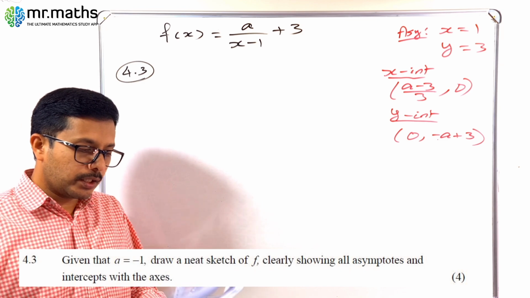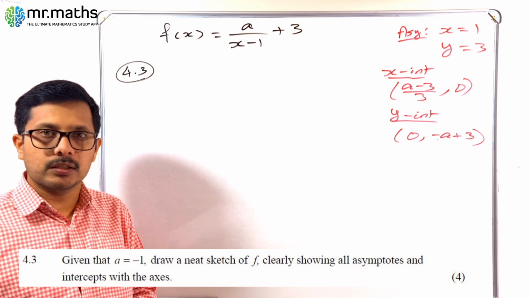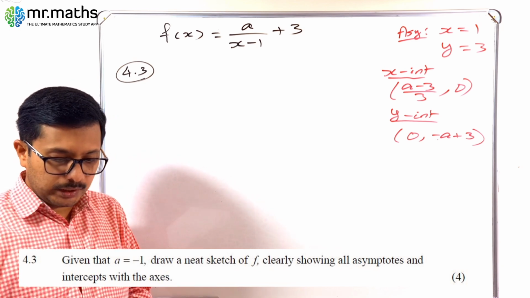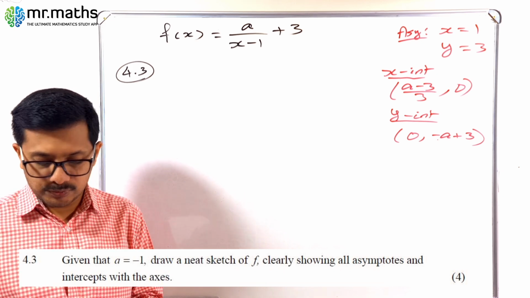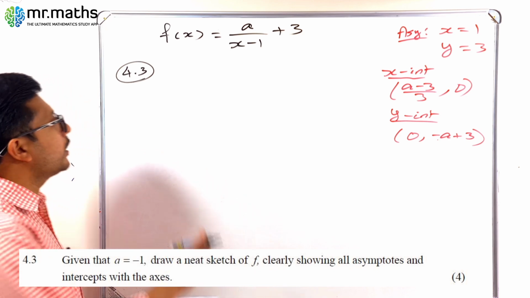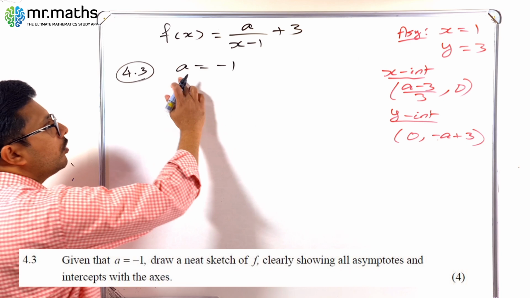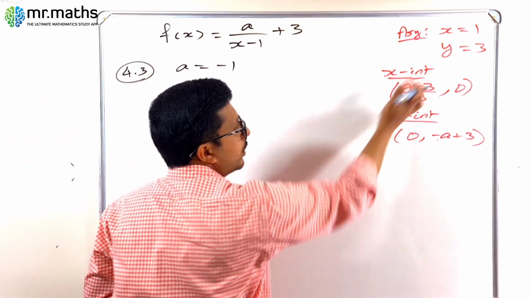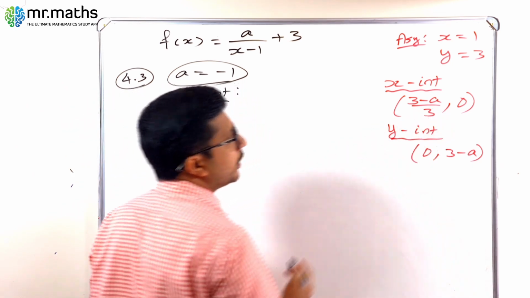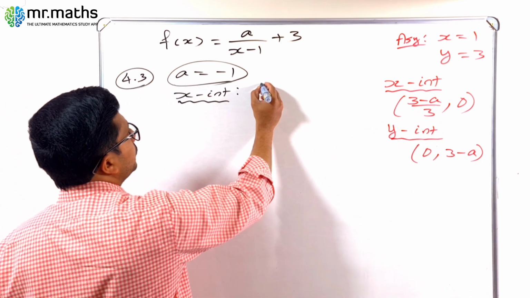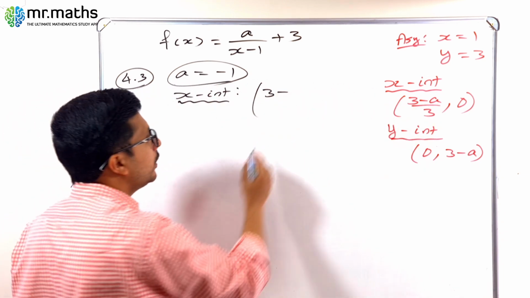Given that a is equal to minus 1. If it is like that, draw a neat sketch of f clearly showing all the asymptotes and intercepts with the axes. So it is given that the value of a is minus 1. So if the value of a is minus 1, what is the x-intercept? The x-intercept is 3 minus a divided by 3 comma 0. So here 3 minus a. What is the value of a? a is given as minus 1.